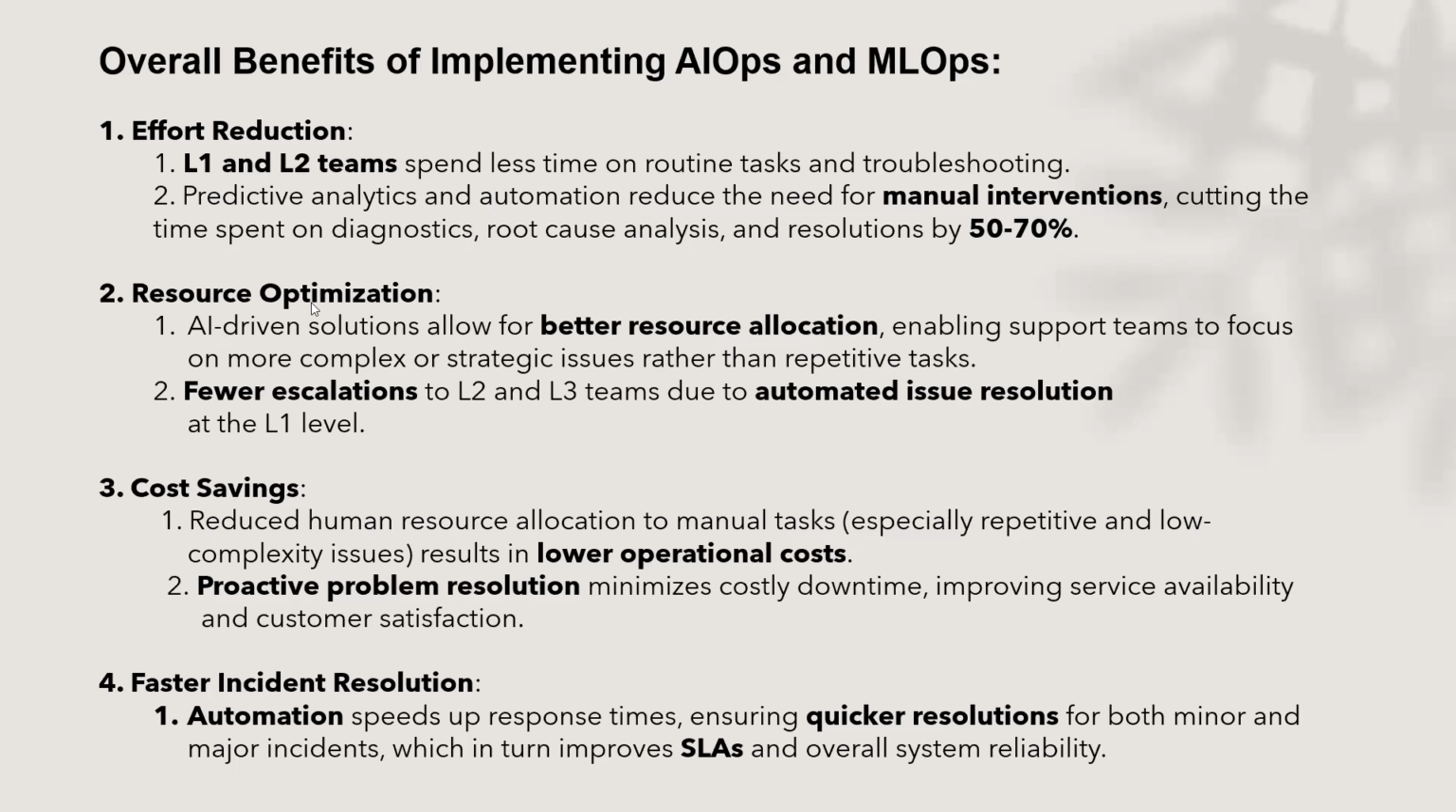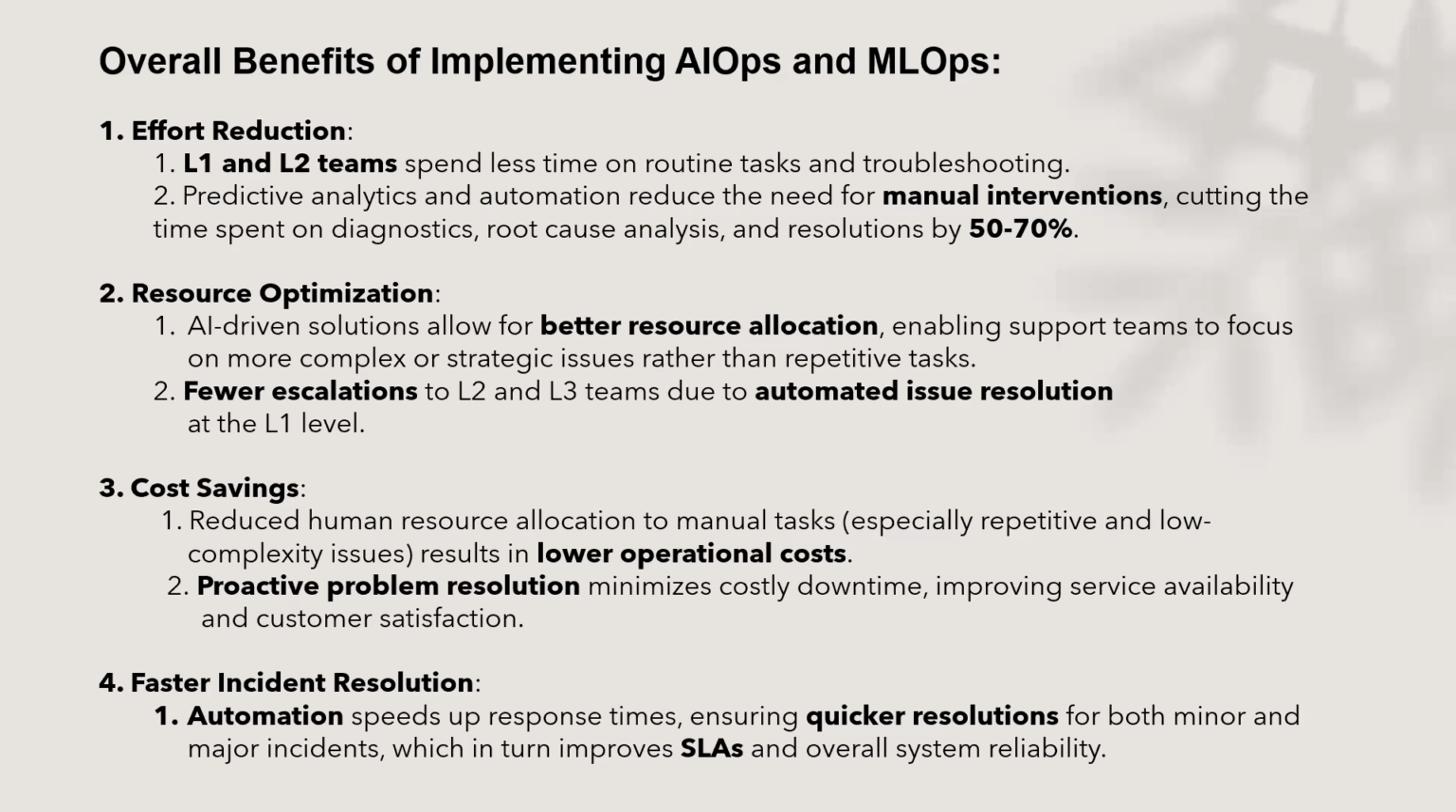Resource optimization, AI-driven solutions allow for better resource allocation, enabling support teams to focus on more complex and strategic issues. Fewer escalations to L1 and L2. So when there are fewer escalations to L1 and L2 due to automated processes, they will be able to focus on more complex issues. And cost savings, reduced human resource allocation to manual tasks, which results in lowering operational costs.